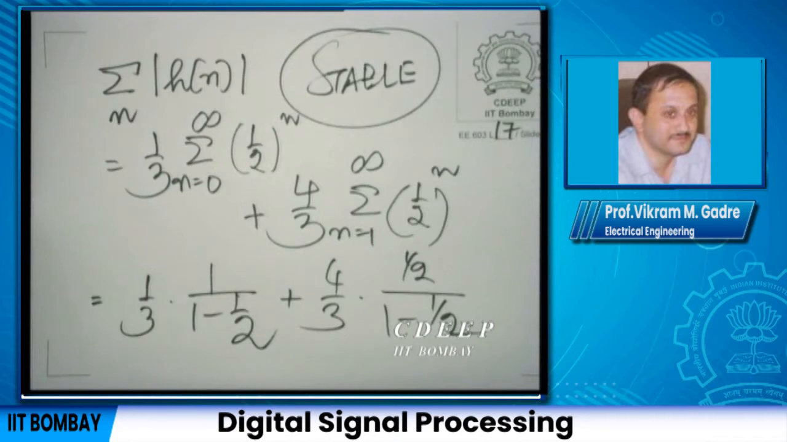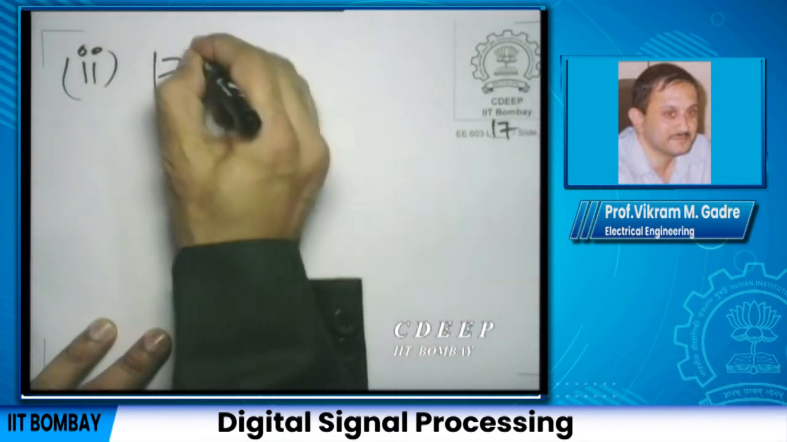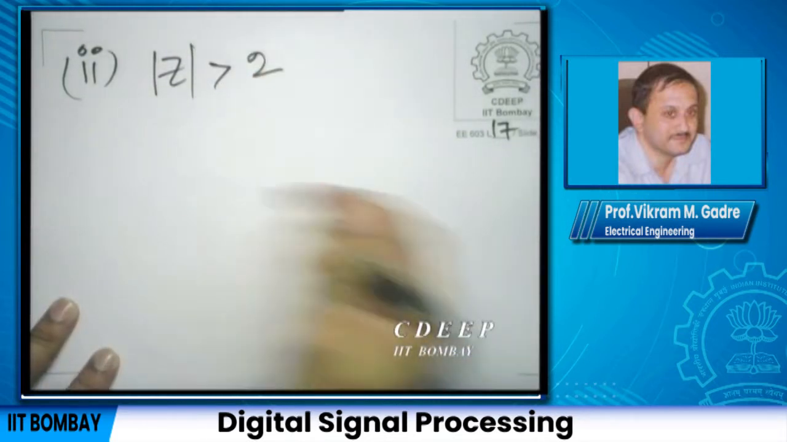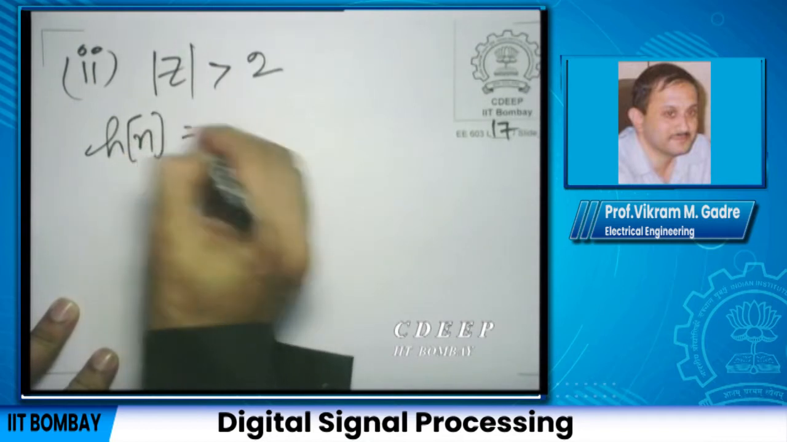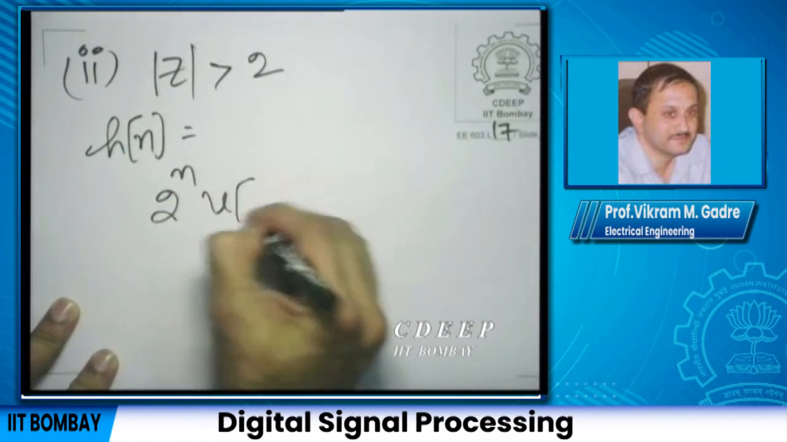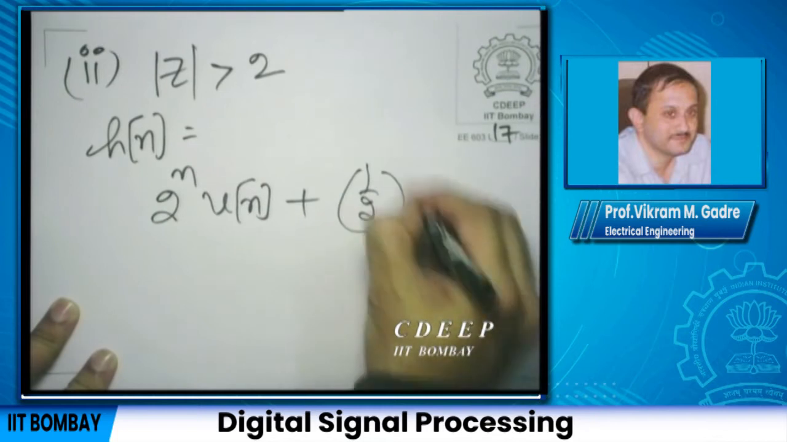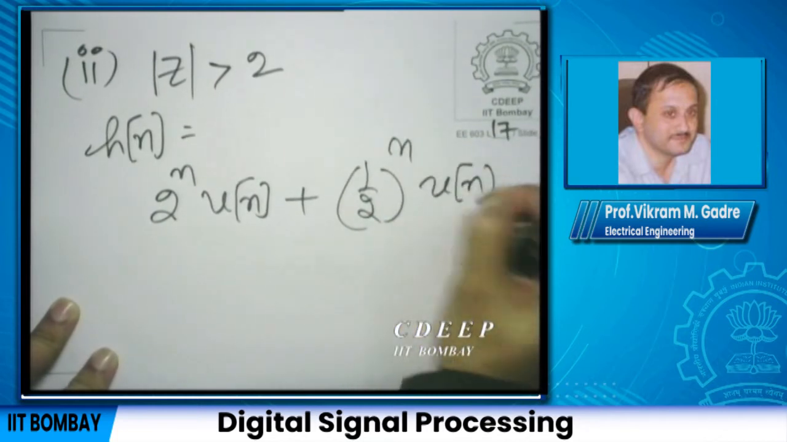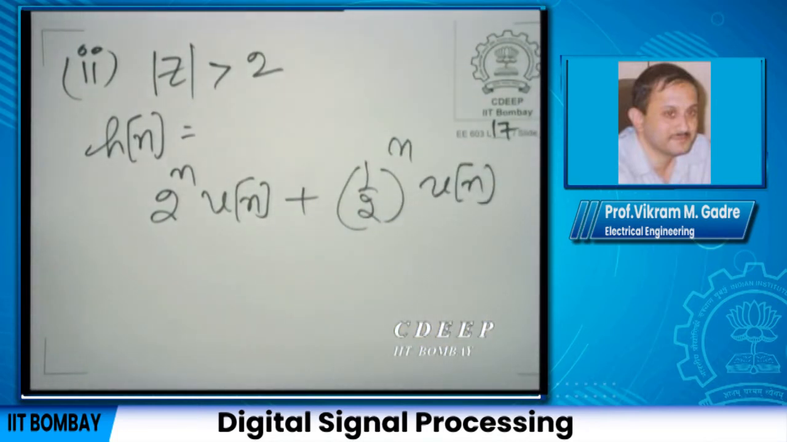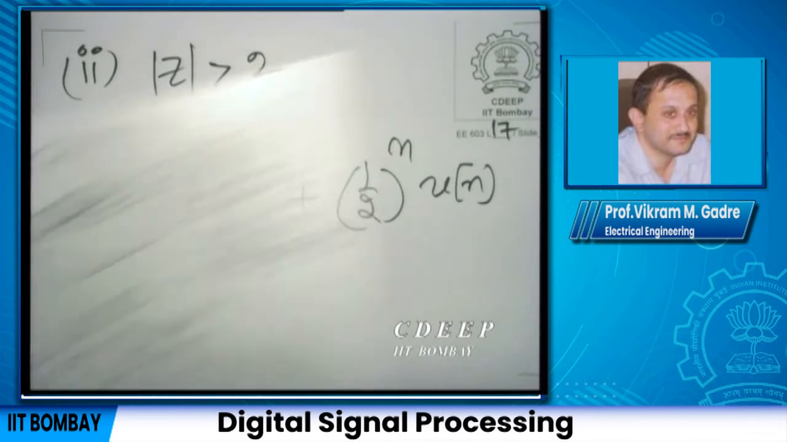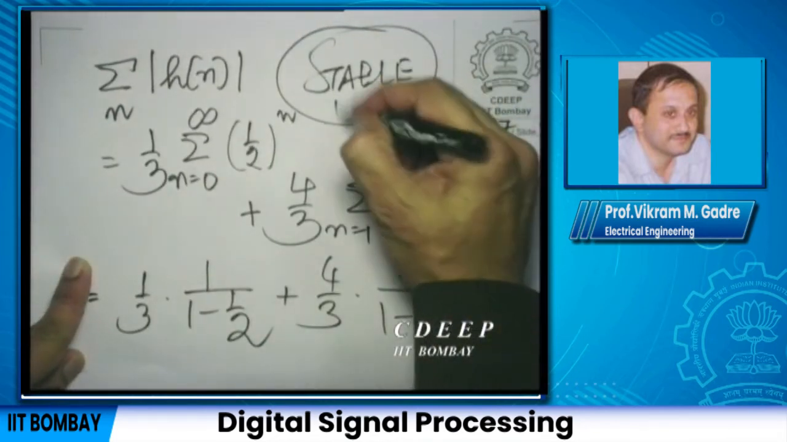Now, we take the second region of convergence, mod z greater than 2. And there of course, you have the impulse response to be very simple, 2 raised to the power of n u[n] plus half raised to the power of n u[n]. Incidentally, the system that we have just seen is stable, but not causal.